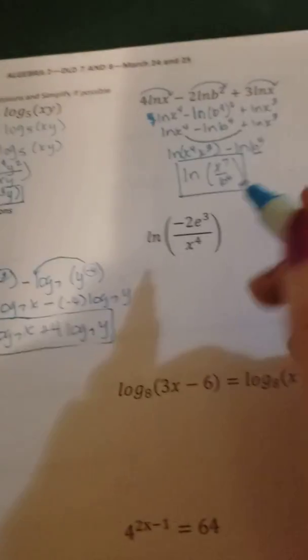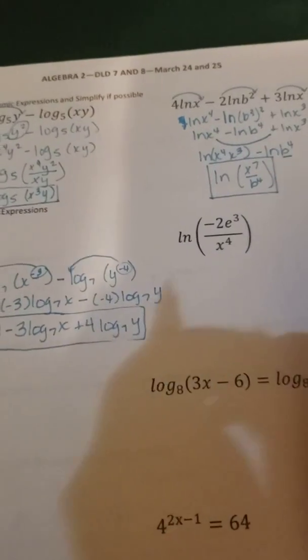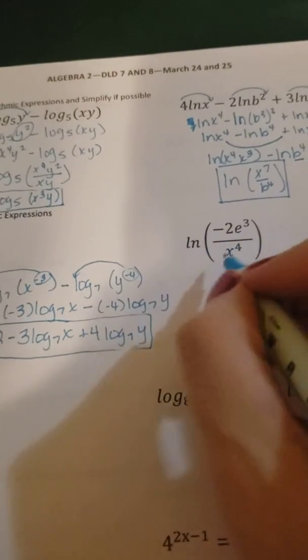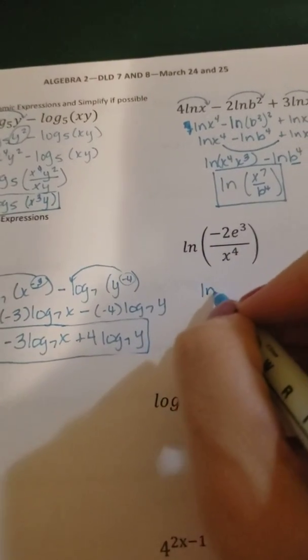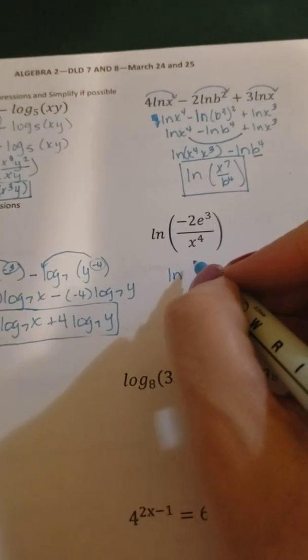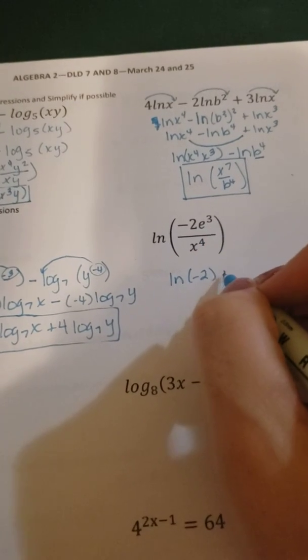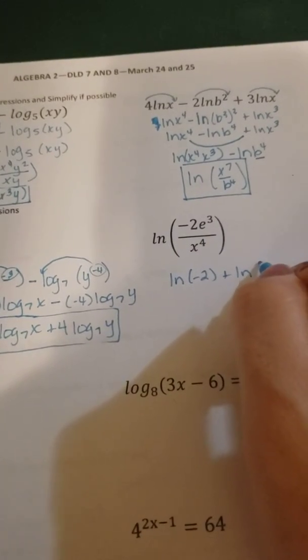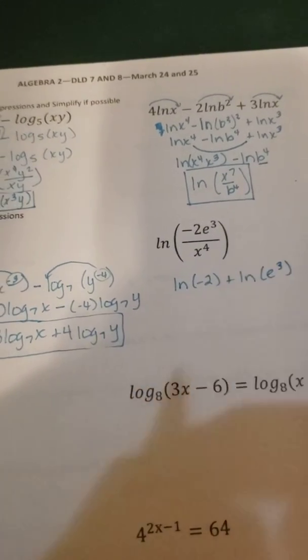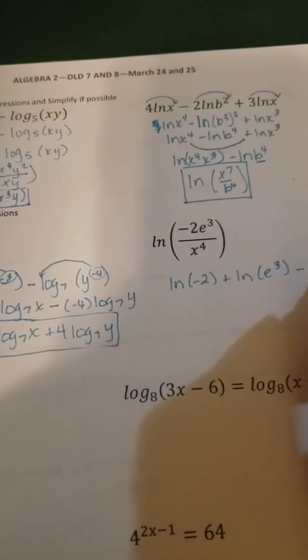All right, now this one over here, I have the natural log of all of these things, so I at least don't have to worry about writing a base. So we'll start out the same way. The natural log, I'm going to split up all my multiplication and division first. So the natural log of negative 2 plus the natural log of e to the third power minus the natural log of x to the fourth power.